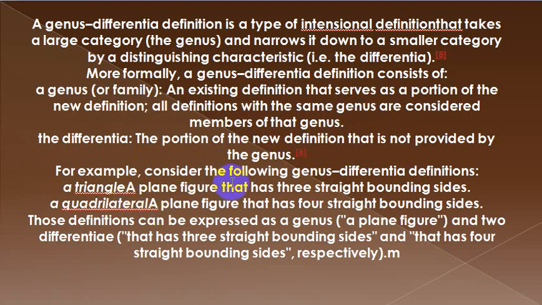For example, consider the following genus-differentia definitions: a triangle: a plane figure that has three straight bounding sides. A quadrilateral: a plane figure that has four straight bounding sides. Those definitions can be expressed as a genus, a plane figure, and two differentiae, that has three straight bounding sides and that has four straight bounding sides, respectively.